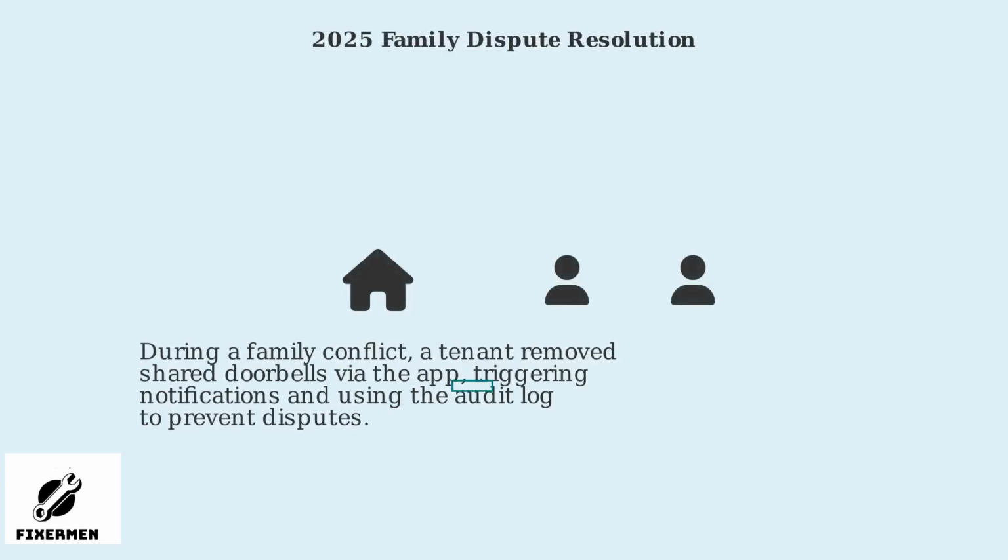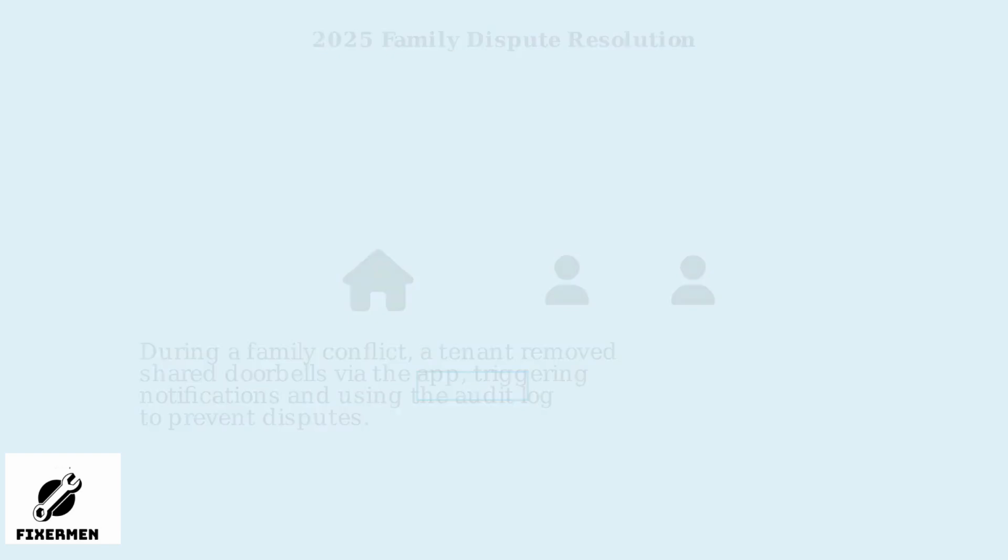In 2025, a tenant in a shared household used the Ring app to remove access to shared doorbells during a family dispute. The removal sent notifications to all account users, and the app's audit log helped resolve the situation by providing a clear record of the action.